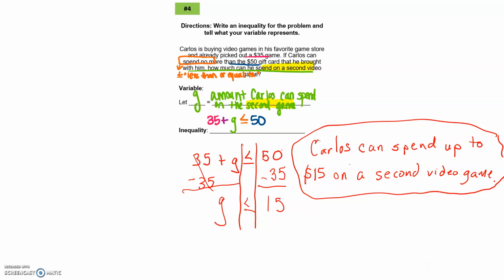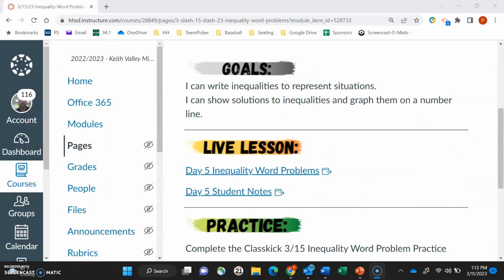All right, guys, it's time for you to do some work now. I want you to go into Class Kick, and you're going to complete the inequality word problem practice that I have set up in there for you. And there are extension activities posted for you to do after that if there's time. All right, guys, good luck and have a great rest of the day.